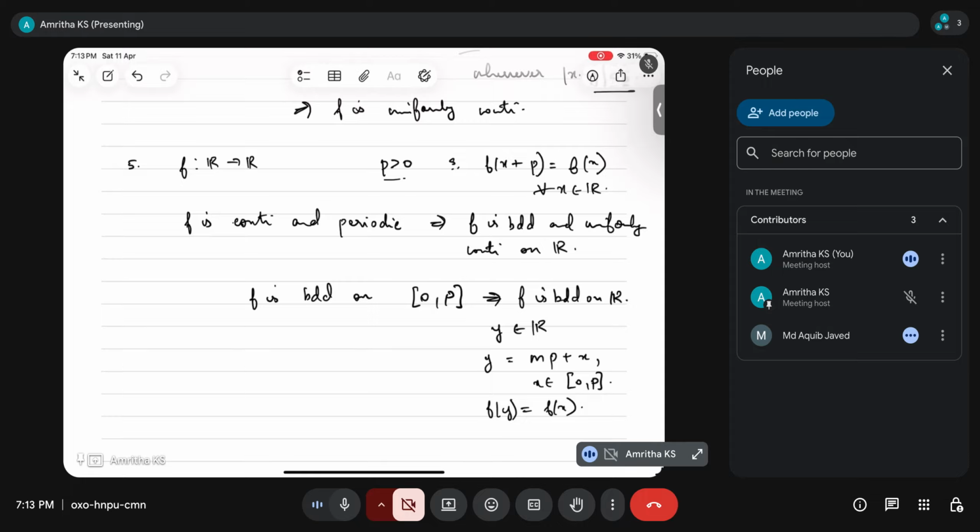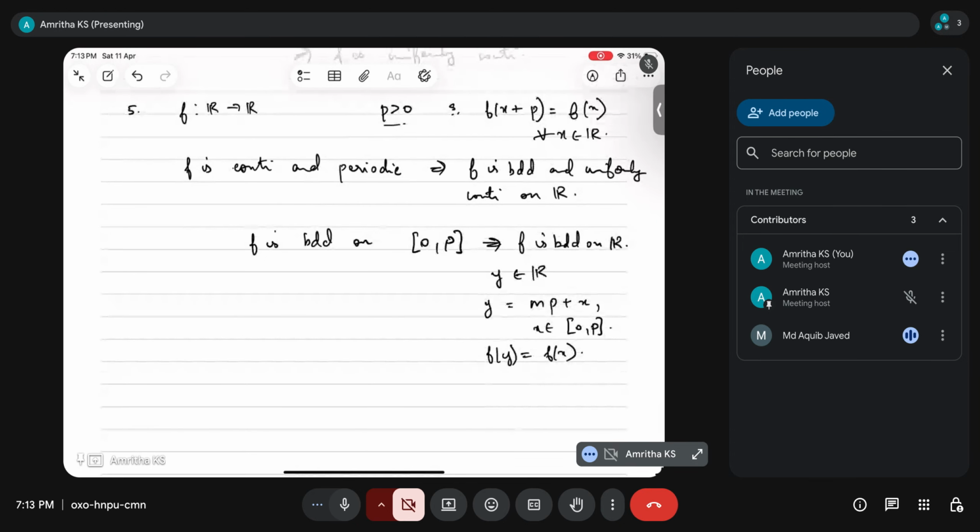Now what about this? f is bounded on [0,p]. Now f is continuous on [0,p], so f is bounded on [0,p]. Continuous on [0,p] implies this, right? And I think uniform continuity also follows likewise.